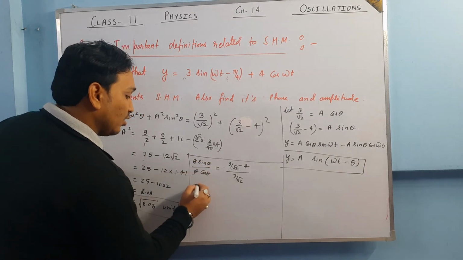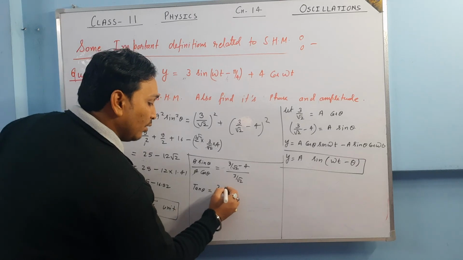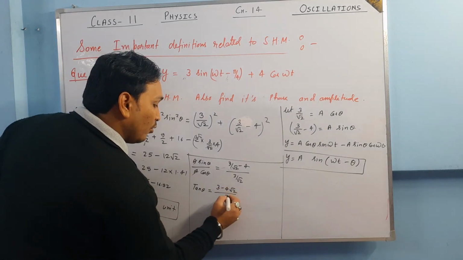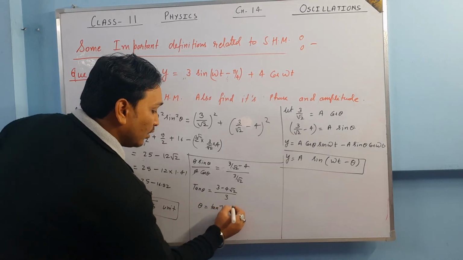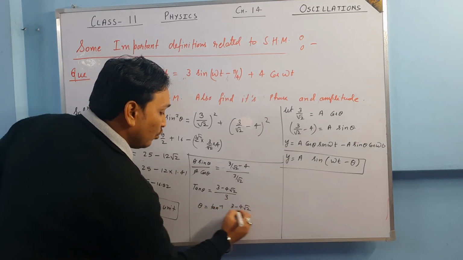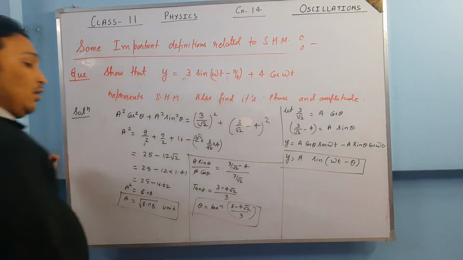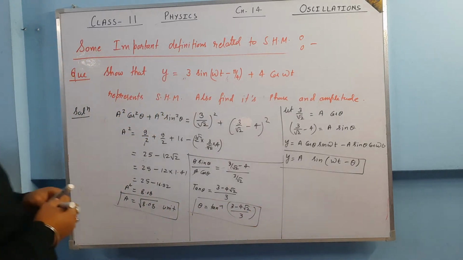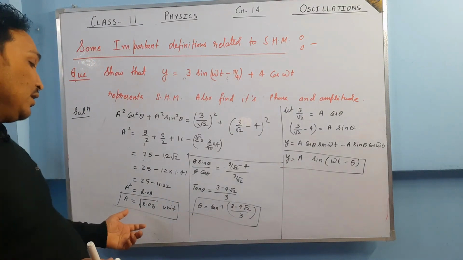A and A will be cancelled out. We are going to have tan theta is equal to what? So here it is going to be 3 minus 4 root 2 upon 3. So theta is equal to tan inverse of 3 minus 4 root 2 upon 3. This is the value of theta. So when we write phase, we should write omega t minus tan inverse this much. This is the phase and this is the amplitude.